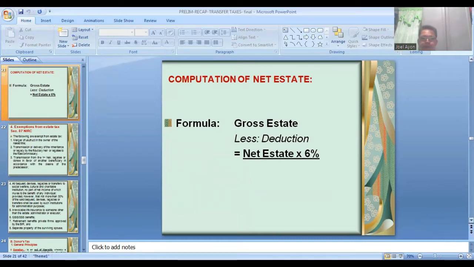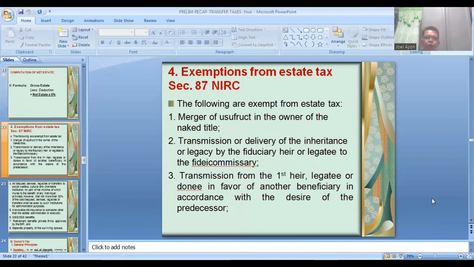All right, to continue, moving forward. We have here the exemptions from estate tax under Section 87 of the Tax Code. Accordingly, the following are exempt from the estate tax. Number one, merger of usufruct in the owner of the naked title.